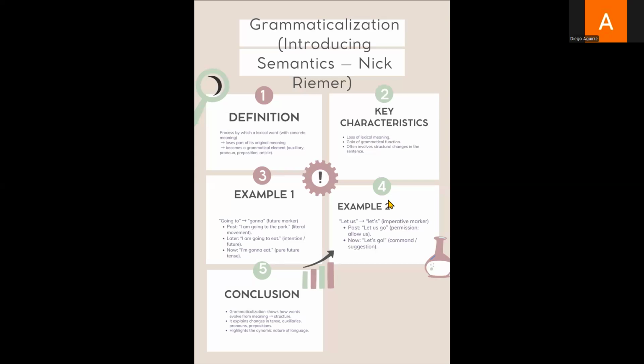To conclude, grammaticalization shows how words evolve from meaning to structure. It explains why we have auxiliaries, pronouns, prepositions, and many other grammatical markers that once had concrete meaning. This process reminds us that language is not static but dynamic. It changes with time, which is part of the title of the chapter, semantic change.